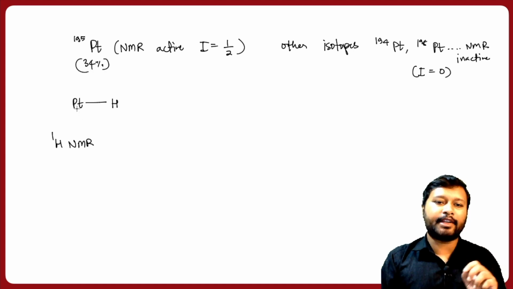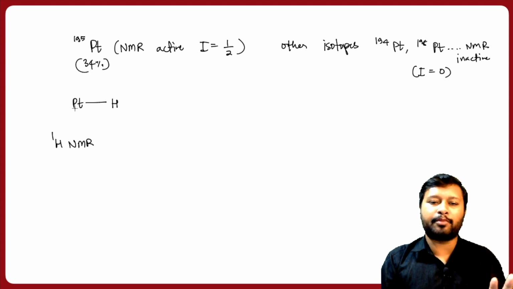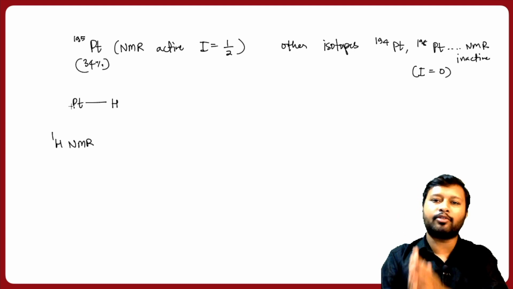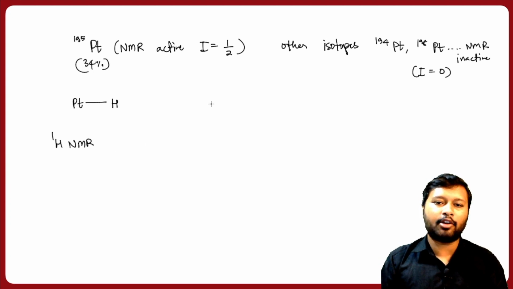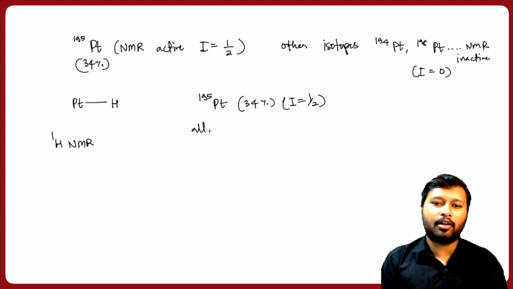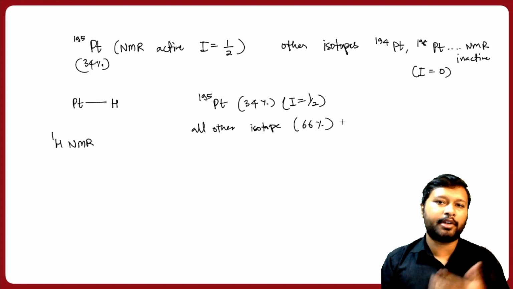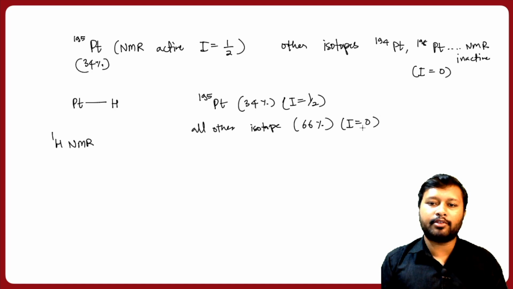So it means platinum 195 has 34% abundance, the rest of the others is 66%, and those are NMR inactive. So what information do we have till now? We know platinum has the 195 isotope, which is 34% abundant and has an I value of half, whereas all other isotopes overall make up 66% of the abundance and they have an I value of 0.